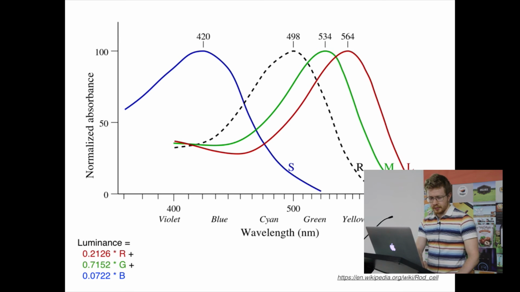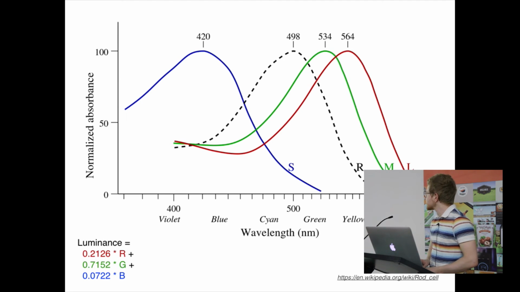So rods can function in less intense light, like at night. They don't, however, distinguish color.